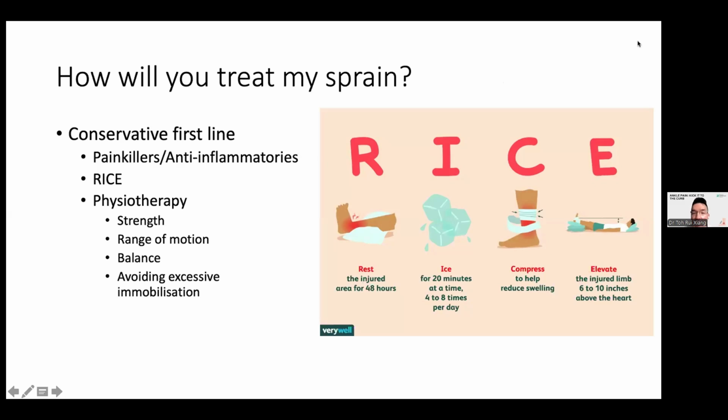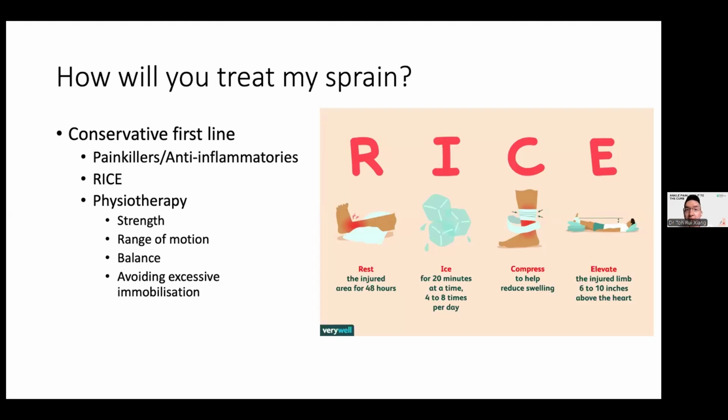RICE is an acronym for, number one, rest. We rest the injured area and try not to strain it for the first 2 days, which is 48 hours. We also encourage icing, 20 minutes at a time, 4 to 8 times a day, as much as you can afford, without direct ice. So you put it in a plastic bag, you cover it with a towel, and then you put it over the injured area. And then mild compression to help reduce the swelling, nothing too tight, and elevation. So you lie in bed or you put your foot up on a stool to help the blood flow and to help the swelling to be reduced.